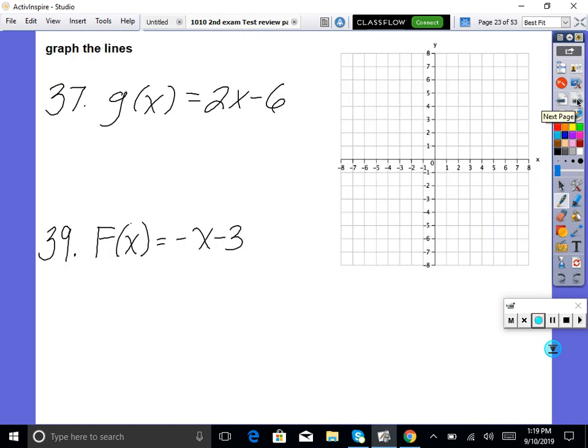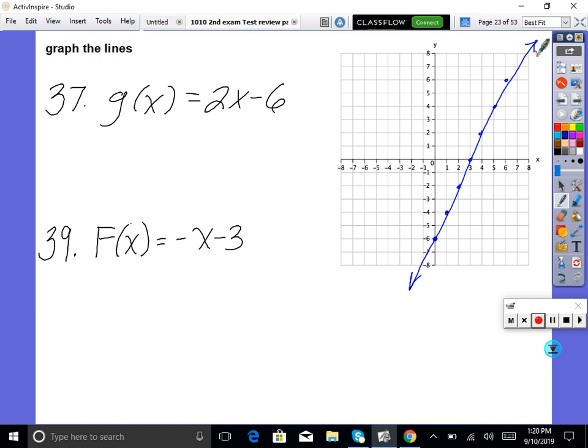It says graph the lines, so we should be able to go down really quick. It doesn't say how, so we can just do it however we want. I'm going to graph it how I graph lines. So my y-intercept is at negative 6, up 2 over 1, up 2 over 1, and so on. And we graphed that line.